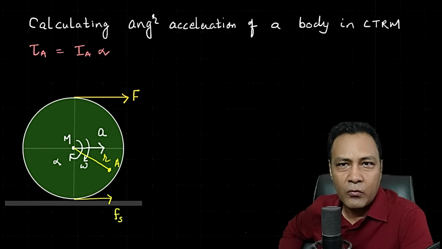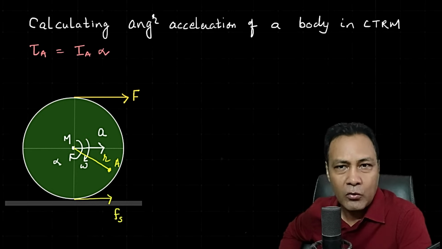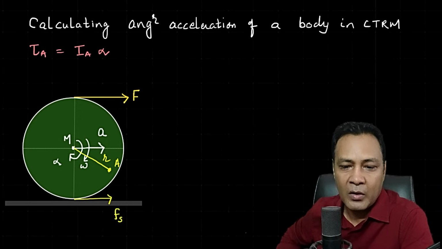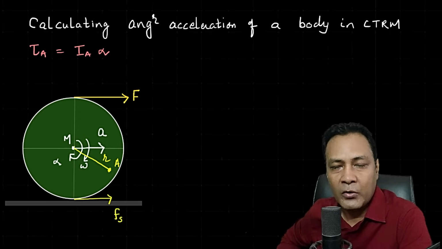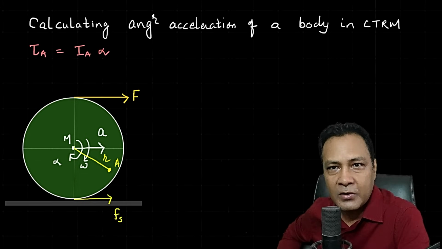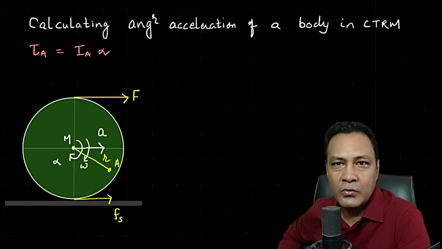So now the body is performing CTRM and we wish to find its angular acceleration. Obviously, to find angular acceleration alpha, we have to apply torque is equal to I alpha. Now the question is, can we apply torque about any point? The answer is yes, you can apply torque about any point. But before applying torque about any point, say A, we have to see whether it is accelerated or not accelerated. If it is accelerated, you are basically sitting in a non-inertial frame, so you have to apply a pseudo force in addition to real forces at the center of mass.